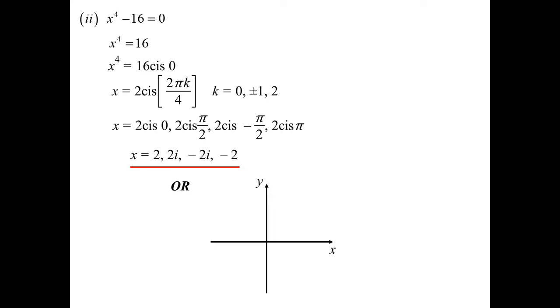What would that look like on our diagram? Well, the first solution is over there at 2, but we know they will now be every 90 degrees apart, because 4 solutions in the circle. The next one would be there, 2 cis pi on 2. Next one would be, oh, I've done the conjugate, haven't I? So the next one's the conjugate, and then there's the other one. So all 4 evenly spaced around a circle.